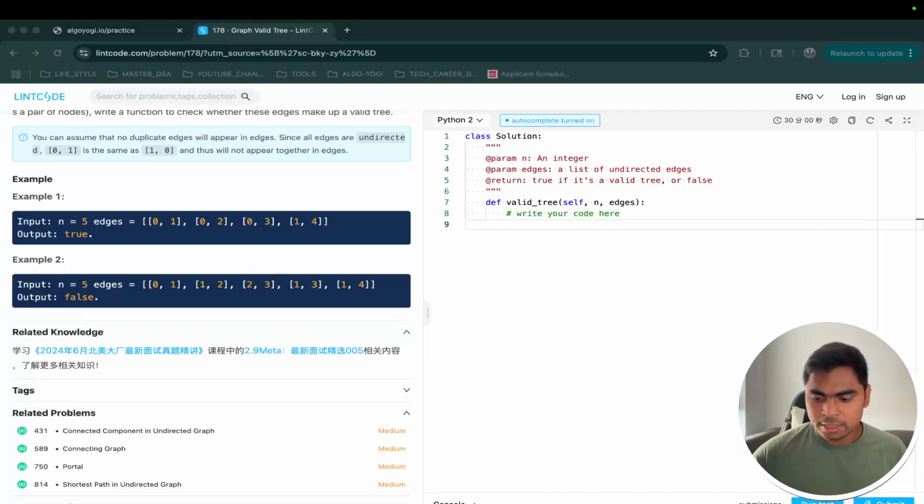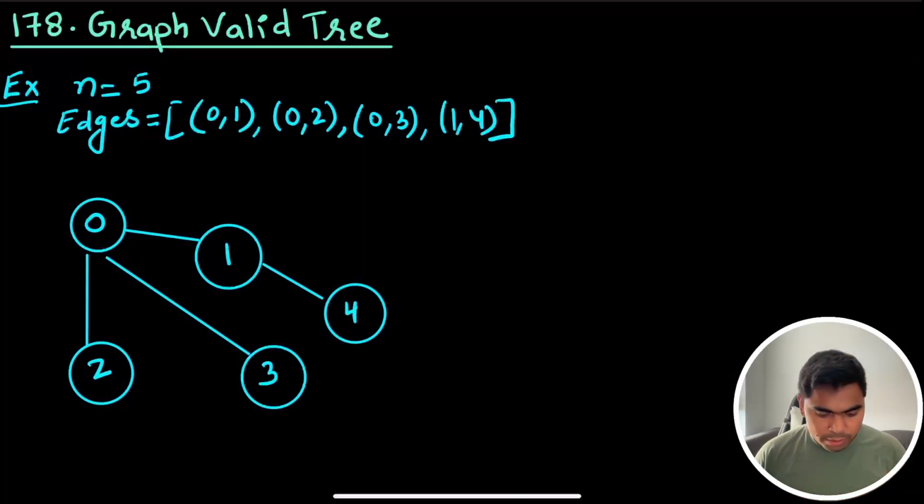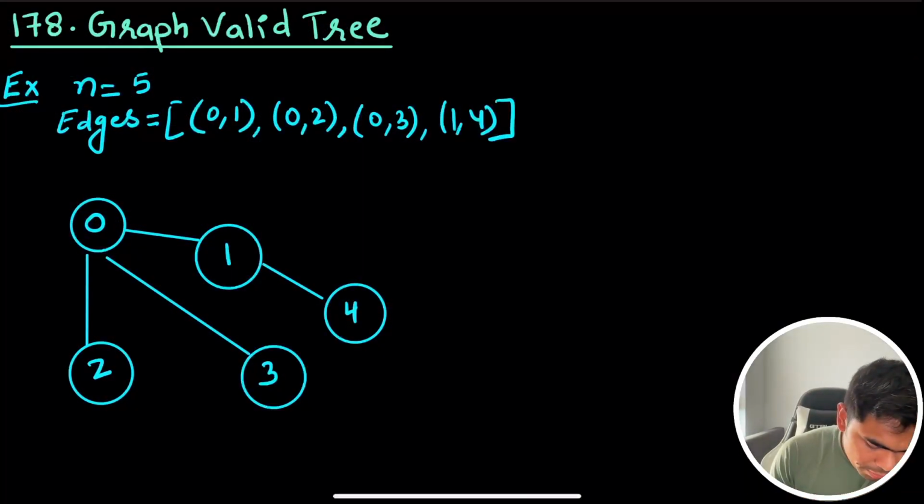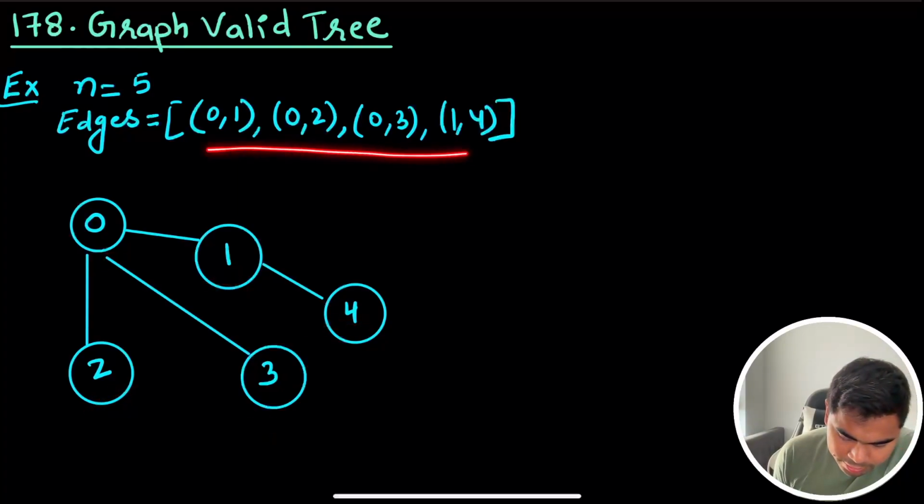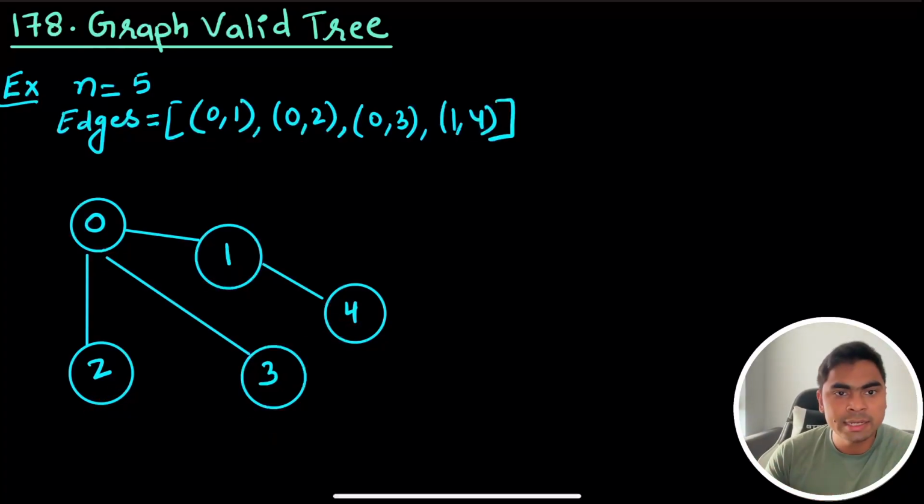So let's understand how we're going to solve it. I've taken the first example right here. We are given 5 nodes, and then we have these edges. By the way, these are undirected edges. That means if 0 is a neighbor of 1, then 1 is also a neighbor of 0. These edges don't have any directions.